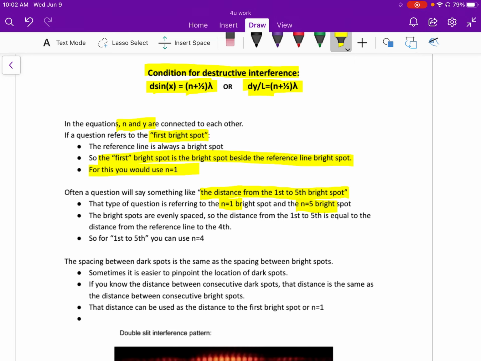But since things are so evenly spaced, since our equation didn't have any squares or square roots in it, everything's nice and linear and evenly spaced. If a question asks from first to fifth, from 1 to 5, that's really the same as 0 to 4, or reference line to 4. So if a question says from first to fifth, in your solution, you can just use n equals 4.